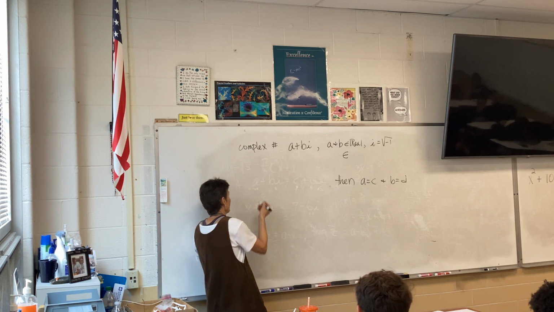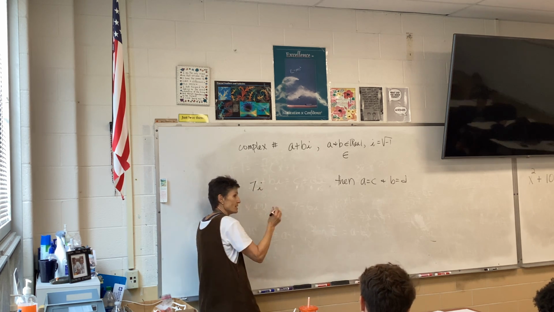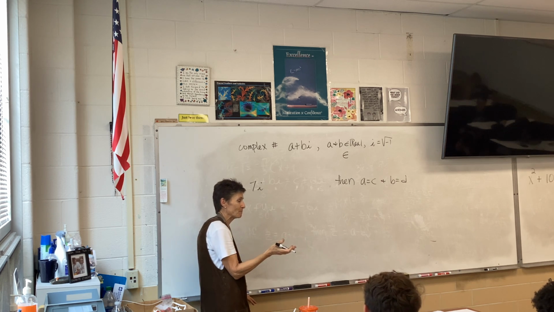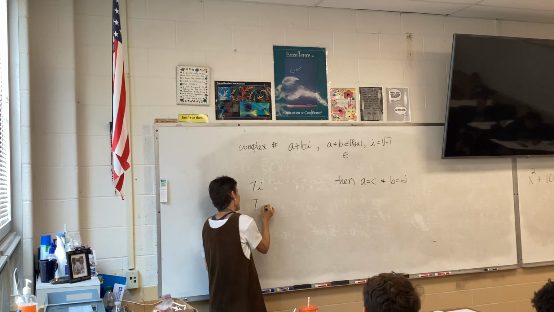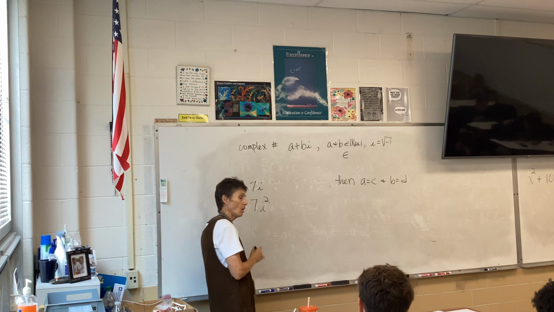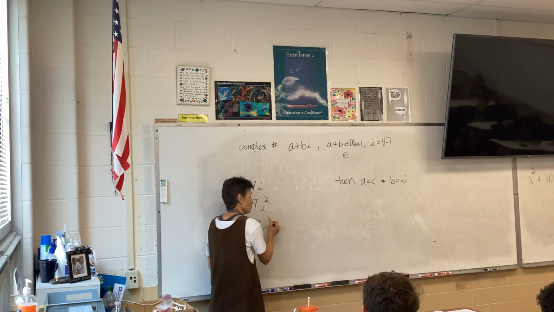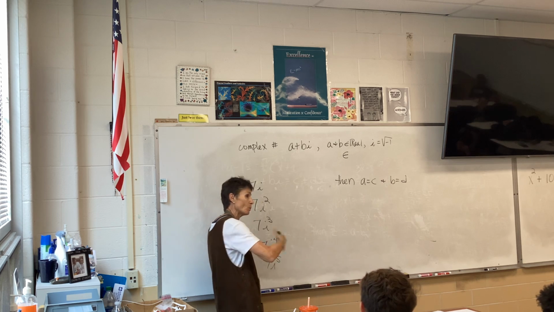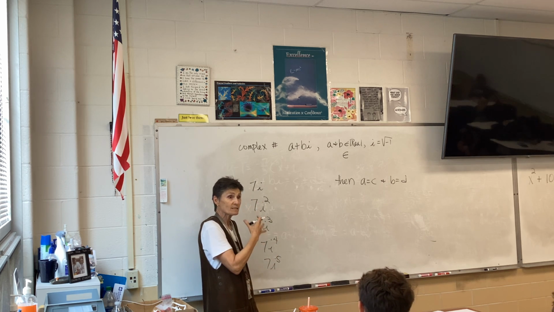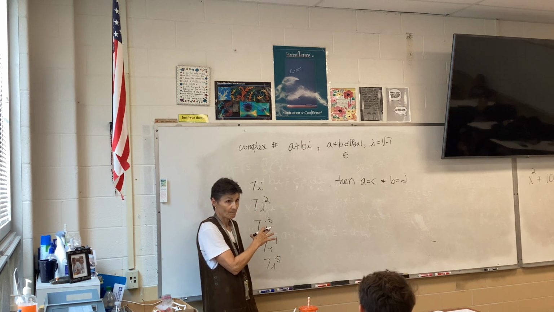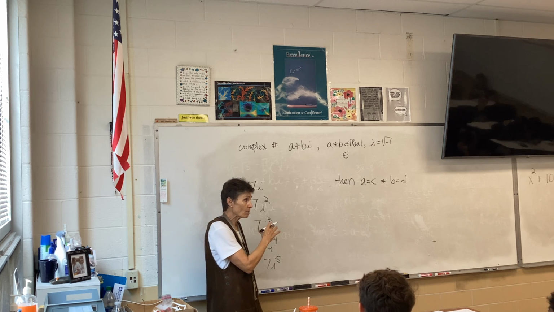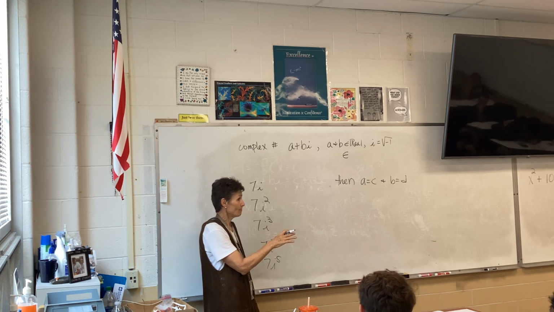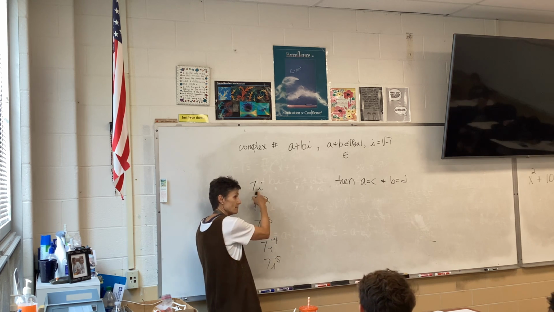So for example, if it's just 7i, it's just 7i. But what if it's 7i squared? Or 7i cubed? Or 7i to the 4th? Or 7i to the 5th? And so on and so on. Those need to be simplified. Any power of i bigger than 1 is going to simplify.